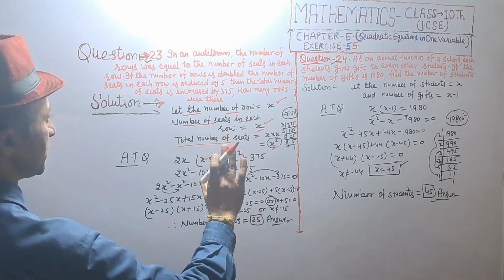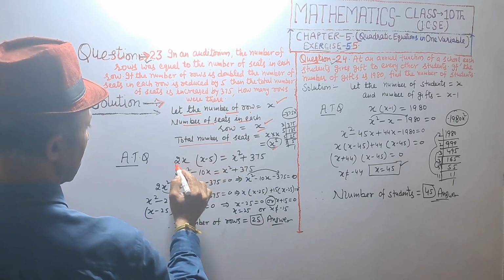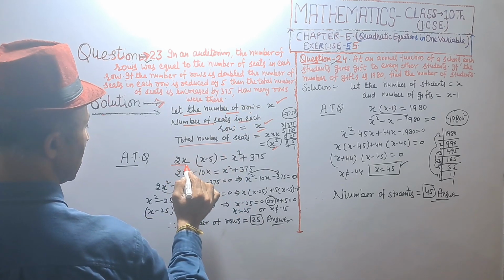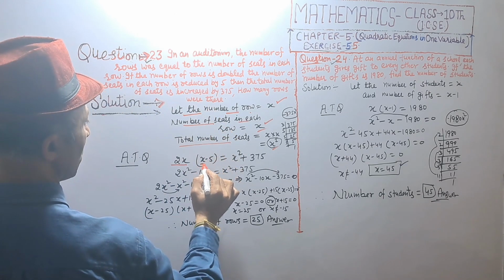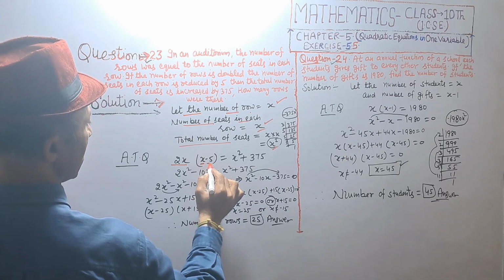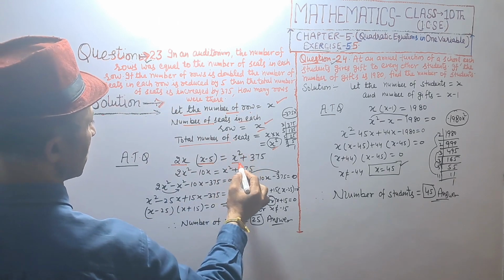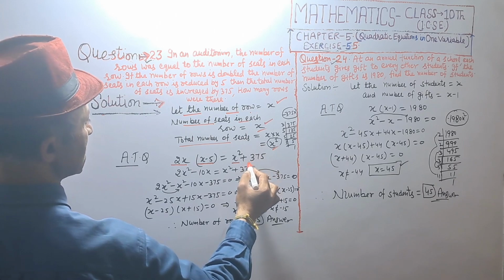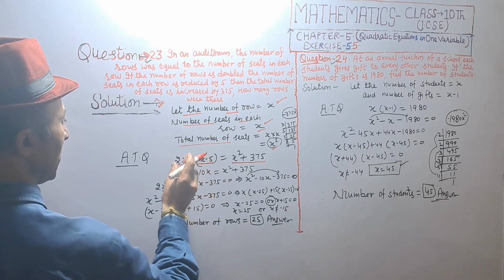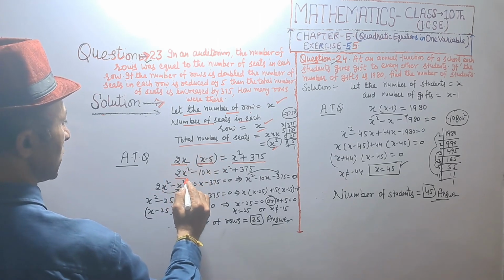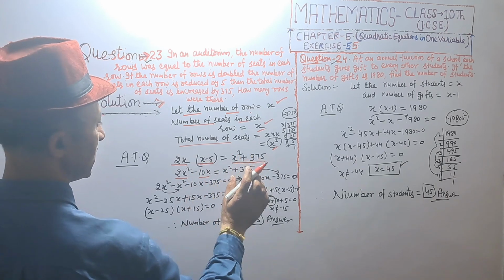And according to question, if the number of rows is doubled, number of seats in each row is reduced by 5, x minus 5. Then the total number of seats x square is increased by 375. It's according to question, and we are multiplying 2x into x minus 5, that is 2x square minus 10x, that is equal to x square plus 375.